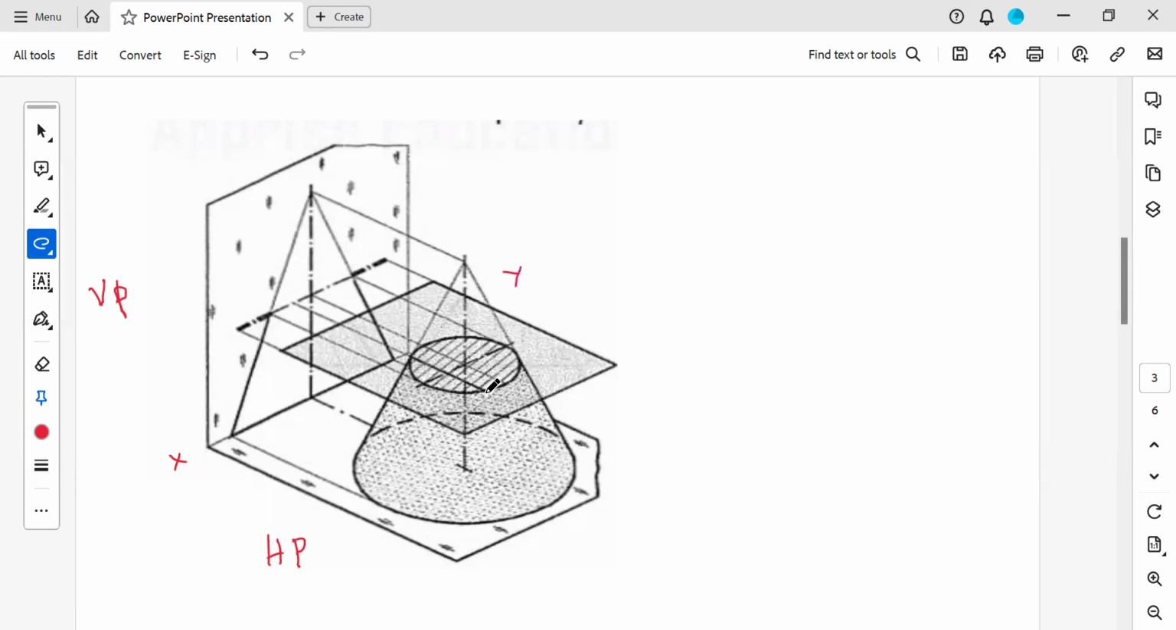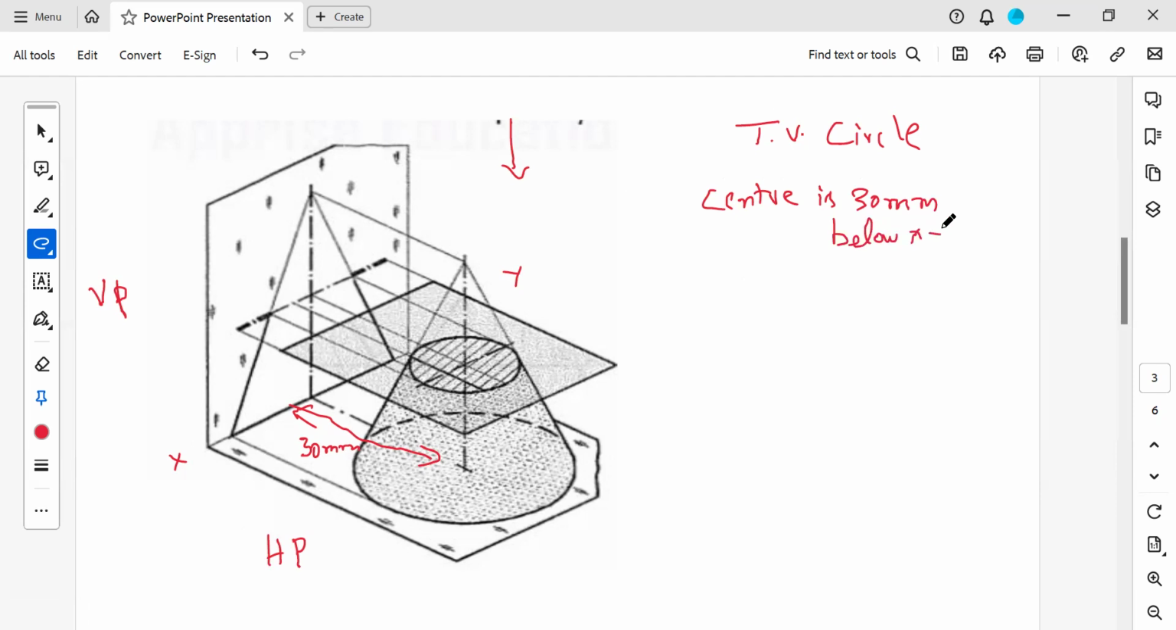Next thing is, so this is the cone. The cone will be on its base. So when the cone is on its base, in the top you will get the circle. Top view will be a circle. And next thing is the distance in front is given for the center. That is given as 30 mm. So while drawing, the center is 30 mm below the XY line.